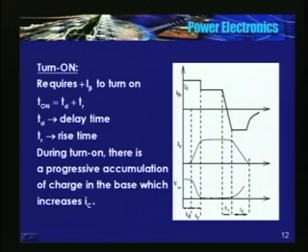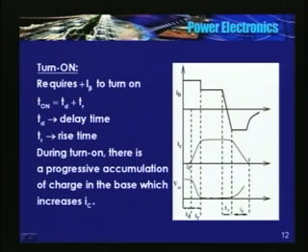A positive IB is applied to the base, but then the collector current does not start increasing immediately. It takes some time, which is known as the delay time. During TD, though you have applied a positive IB, IC is 0, and VCC is the rated value.